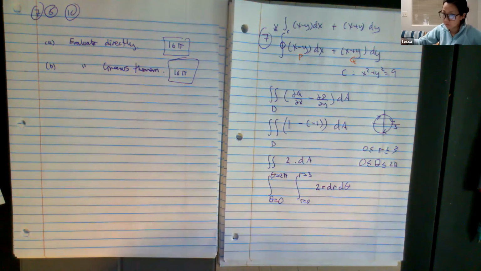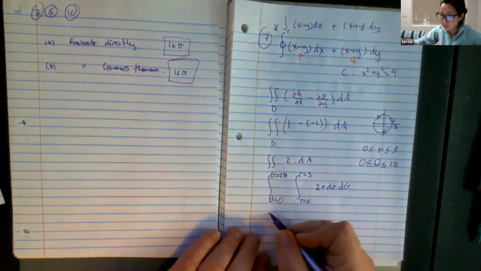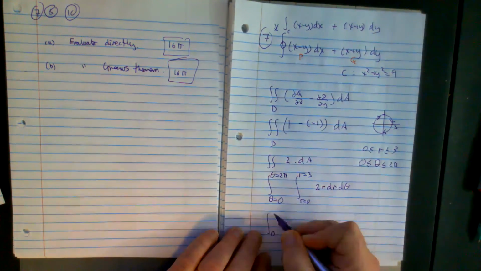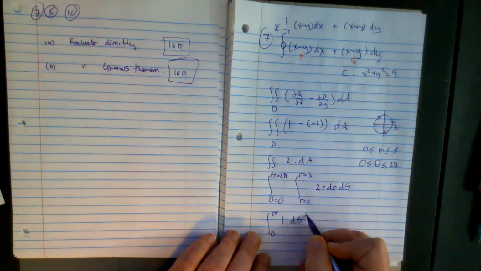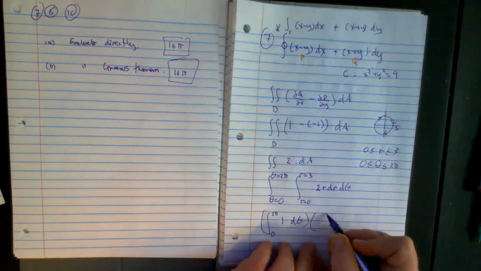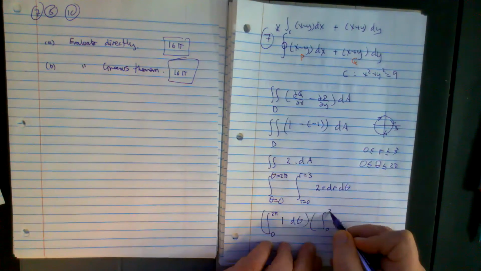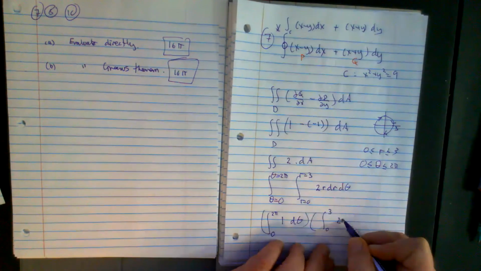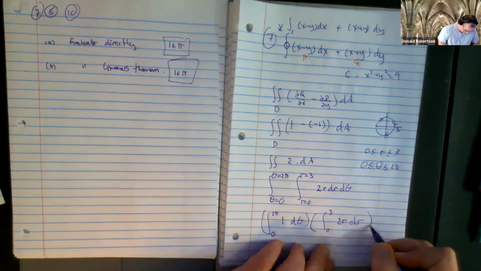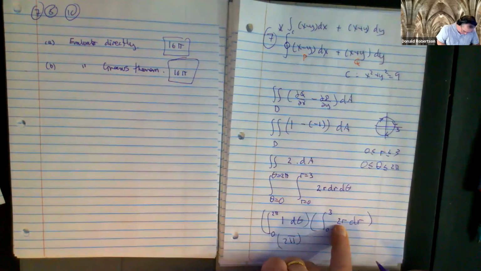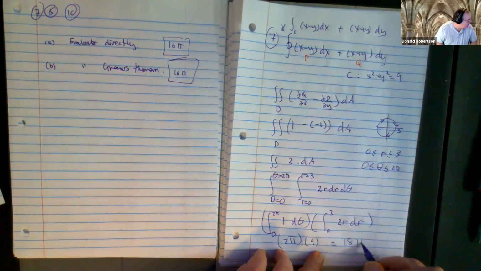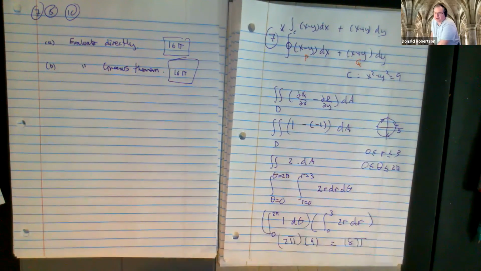Is this one separable? You get the integral from 0 to 2 pi of 1 d theta, and then you multiply it by the integral from 0 to 3 of 2r dr. Okay, that one gets you 2 pi. This one gets you r squared, which gets you 9. Answer is 18 pi. And I'm on a roll, it's 18 pi.